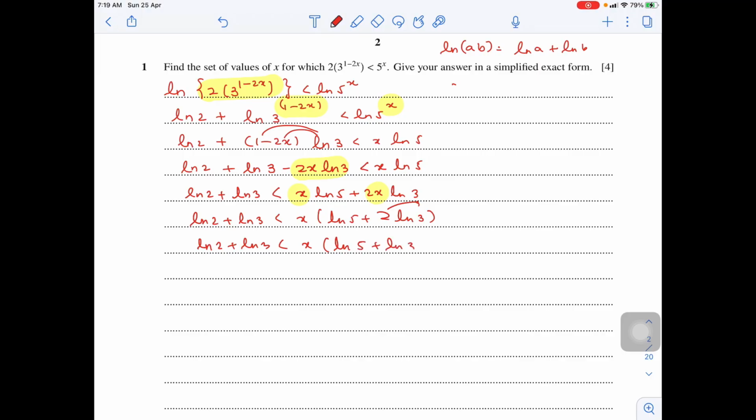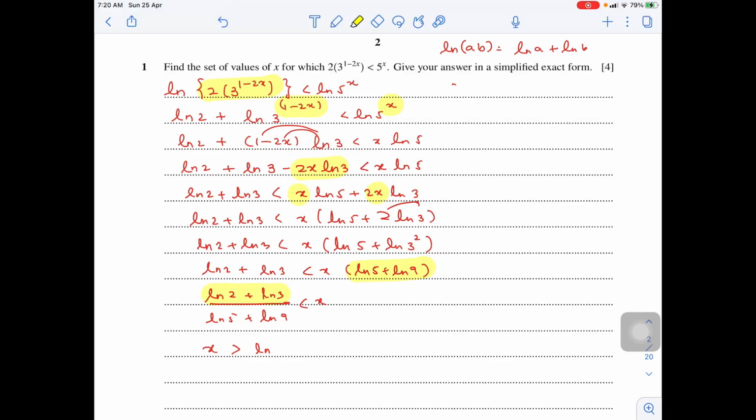Now 2, which is a coefficient, becomes the power. So I can write ln 2 plus ln 3 is less than x ln 5 plus ln 3 squared, which is the same as ln 2 plus ln 3 is less than x ln 5 plus ln 9. I'm sending this to the other side because I want x on its own. So ln 2 plus ln 3 over ln 5 plus ln 9 is less than x, which can be written as x is more than.